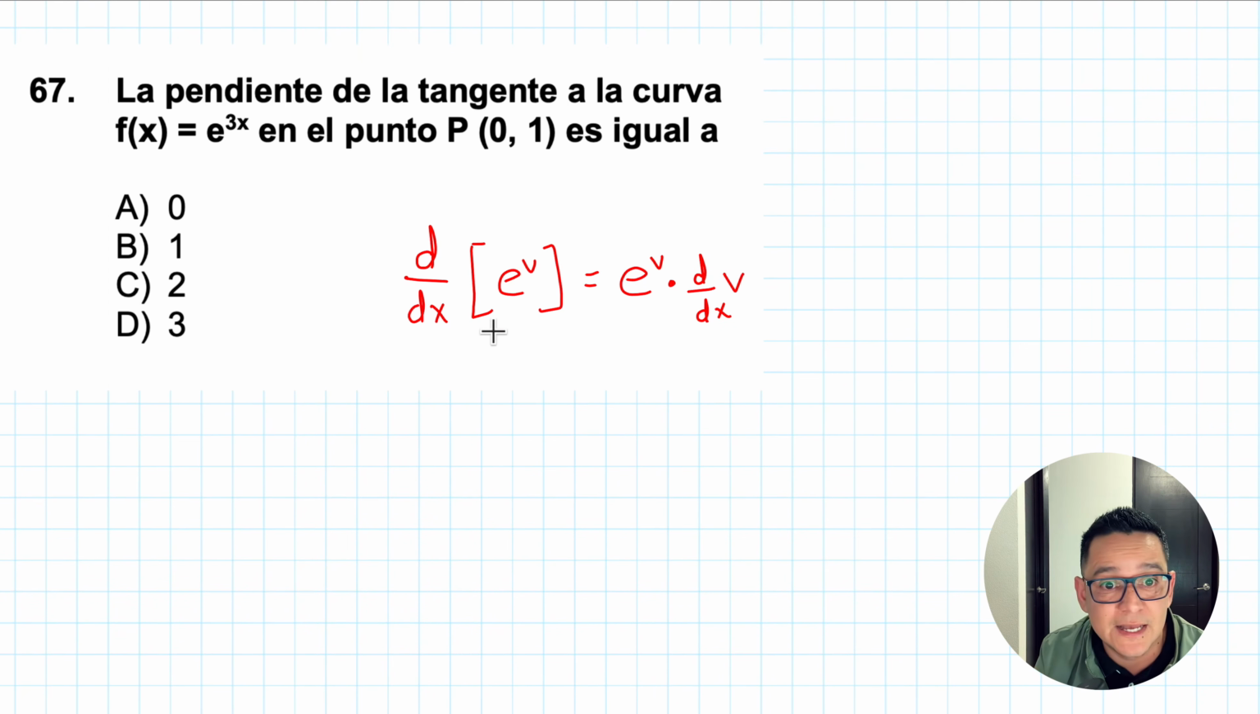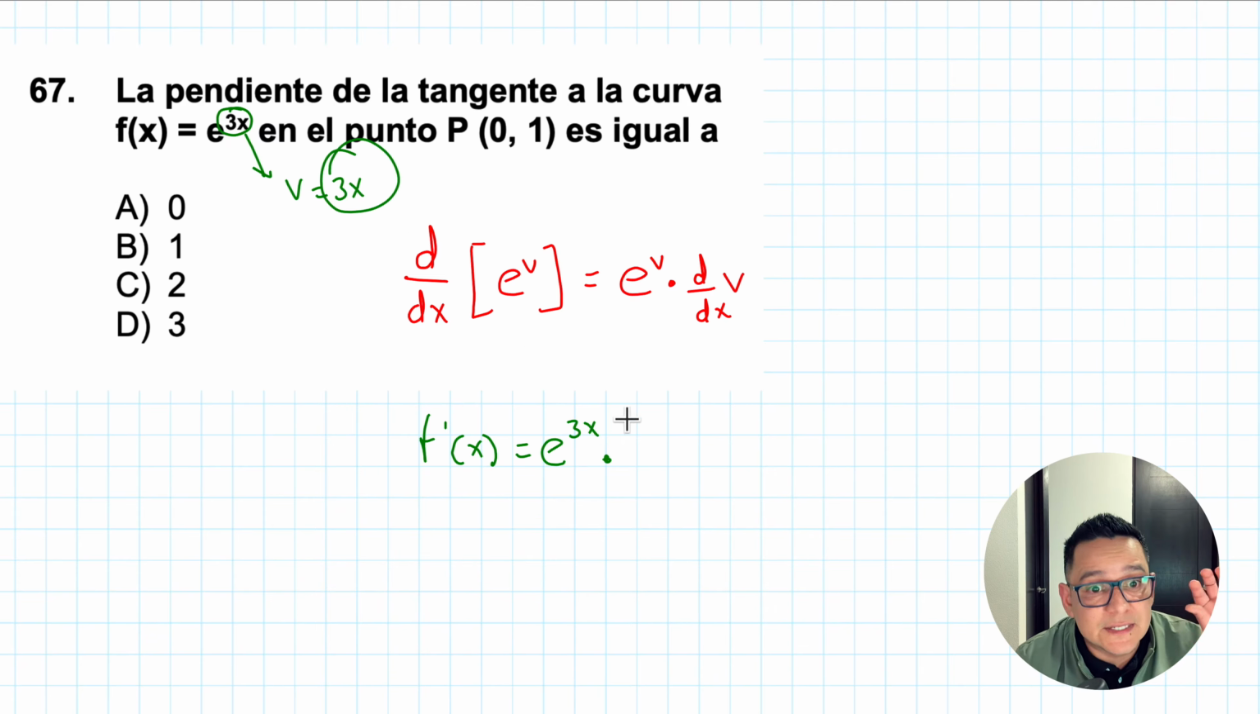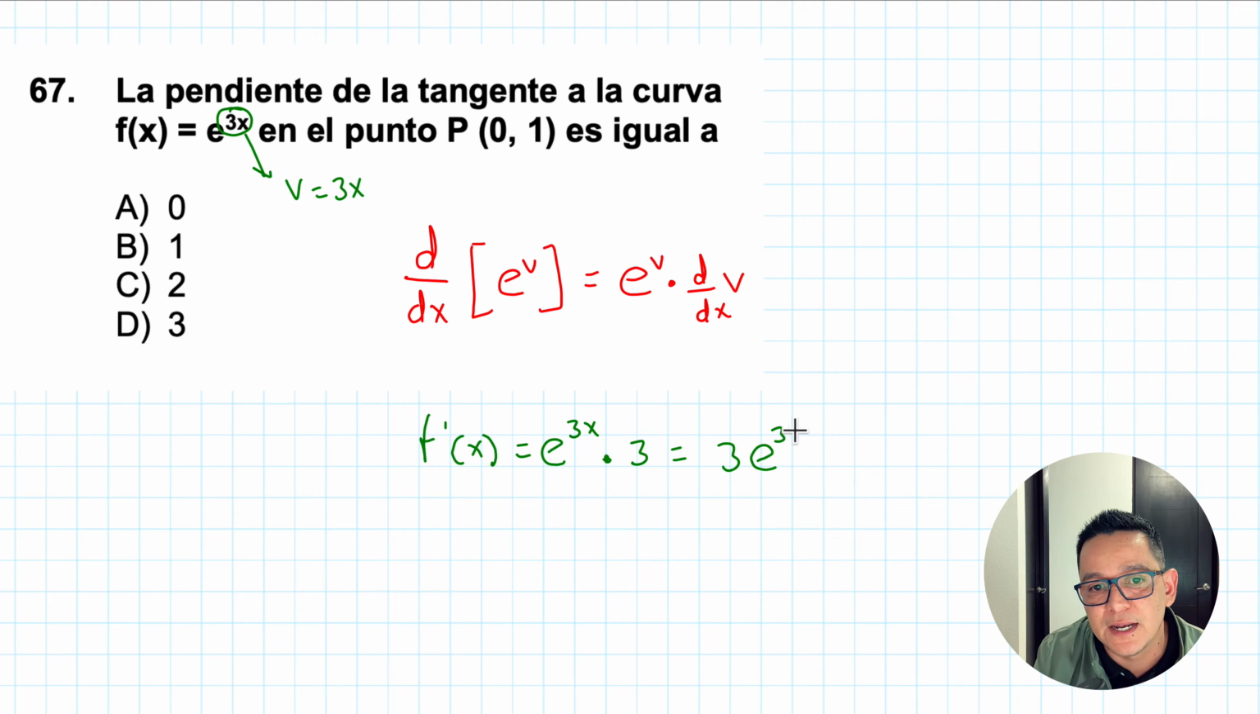All right, so let's differentiate. In this case, v is 3x. We get f of x equals, first, e to the v, so let's write e to the 3x. And then we have to multiply this by the derivative with respect to x only of v itself, that is, only of 3x. And what is the derivative with respect to x of 3x? Well, it's 3, right? So we end up with just 3 times e to the 3x. That would be the derivative of the function.